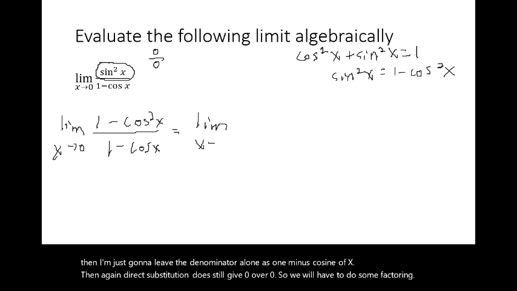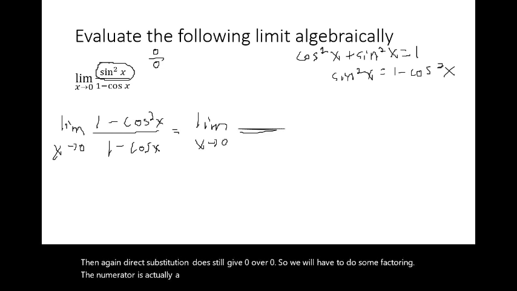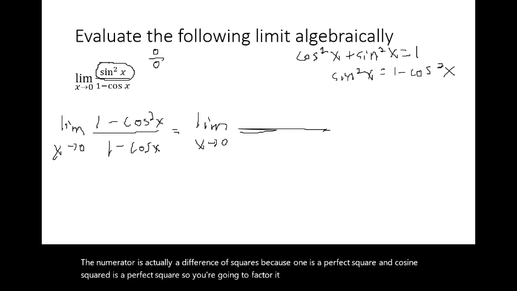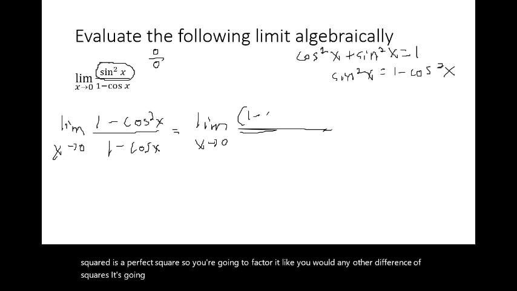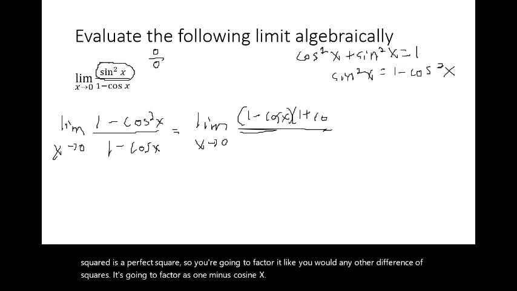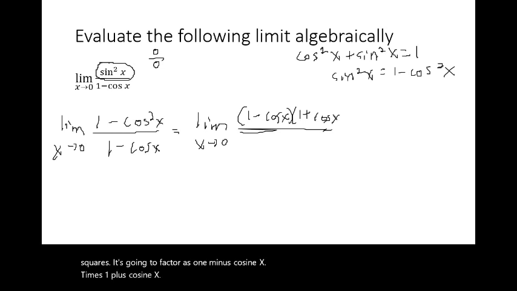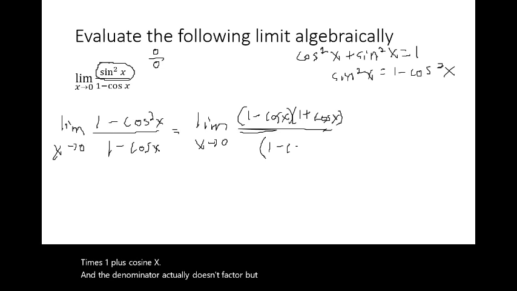The numerator is actually a difference of squares because 1 is a perfect square and cosine squared is a perfect square. So you're going to factor it like you would any other difference of squares. It's going to factor as 1 minus cosine x times 1 plus cosine x. And the denominator actually doesn't factor, but I am going to put parentheses around it.